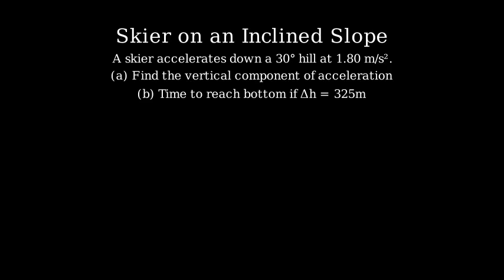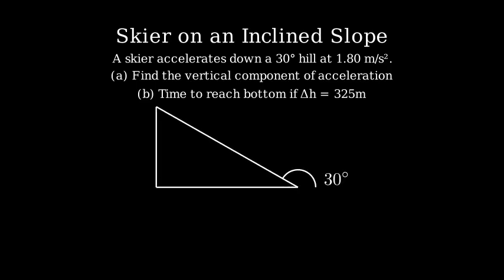Let's start by drawing a diagram to help us visualize the problem. We have a slope at 30 degrees to the horizontal. Our skier is moving down the slope with an acceleration of 1.8 meters per second squared. This acceleration can be broken into two components, one parallel to the slope and one perpendicular to it.